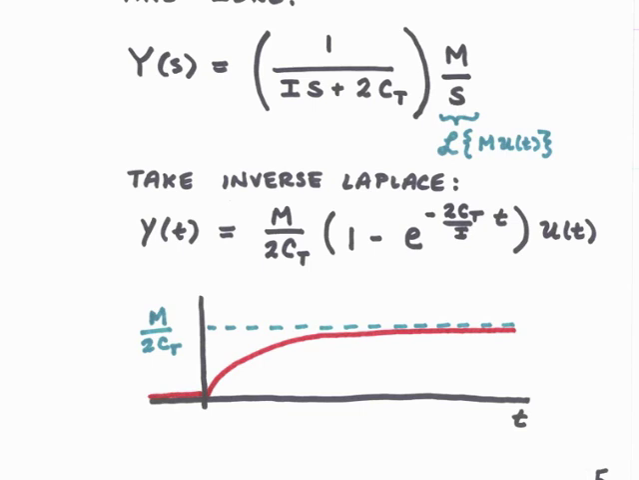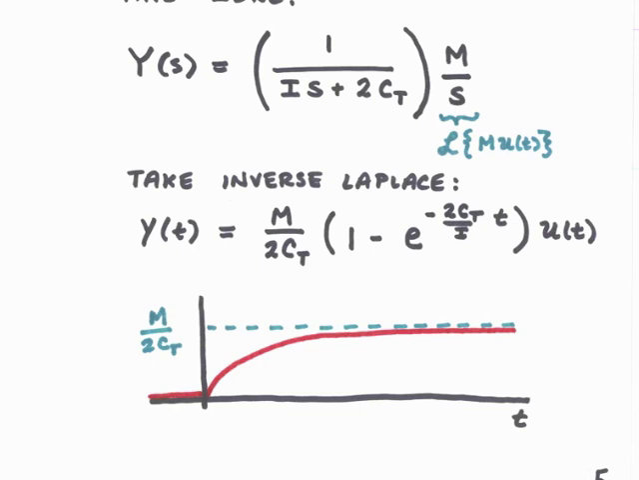We'll now inverse Laplace transform that Y of s to find y of t in response to this step input. And we find y of t equals m over 2ct times the quantity 1 minus e to the minus 2ct over I times t, all times u of t. And I graph this output here. So what do we see? We're seeing the angular velocity starting off from 0, and then it exponentially approaches a maximum velocity, which is m over 2ct.